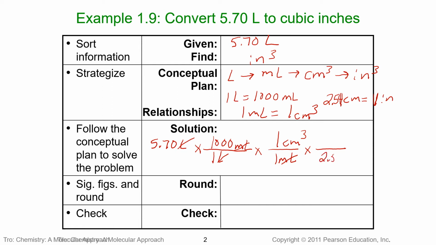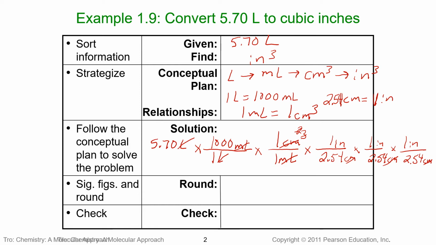So 2.54 centimeters is 1 inch, and that will cancel 1 of the centimeters. So I have to write it again. 1 inch, 2.54 centimeters. That'll cancel the second. 1 inch, 2.54 centimeters. That one finally cancels the centimeter completely.